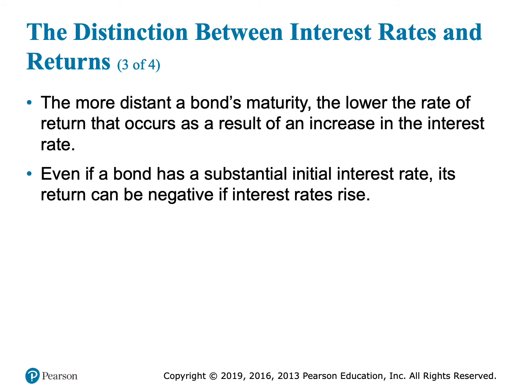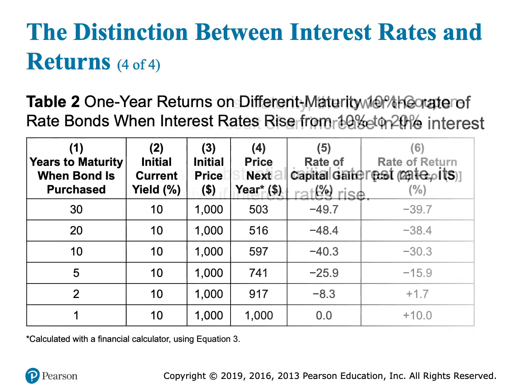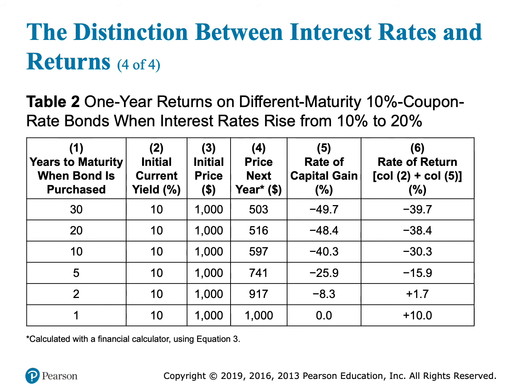Let's go ahead and look at some. Here we see Table 2. This is 1-year returns on different maturity 10% coupon rate bonds. Now, we're looking at a couple different maturities here. So let's go to our first column, the years to maturity.